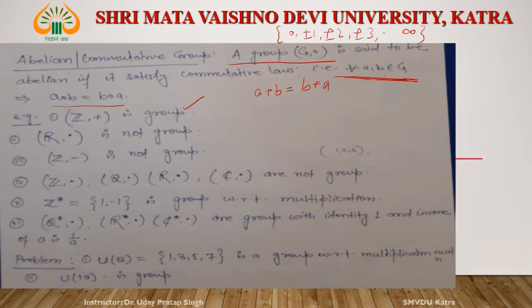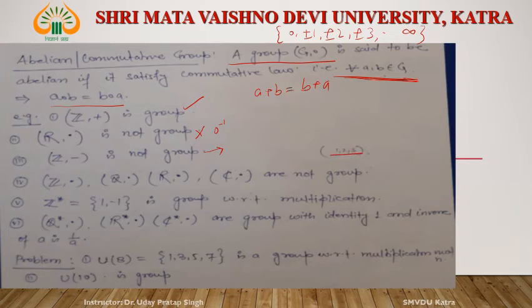Is (R, dot) a group? No. Why? What is the inverse of 0? 0 inverse does not exist. Therefore, this is not a group. What about (Z, minus)? Is (Z, minus) a group? No, (Z, minus) is not a group. Why not a group? Since it does not satisfy the associative law.